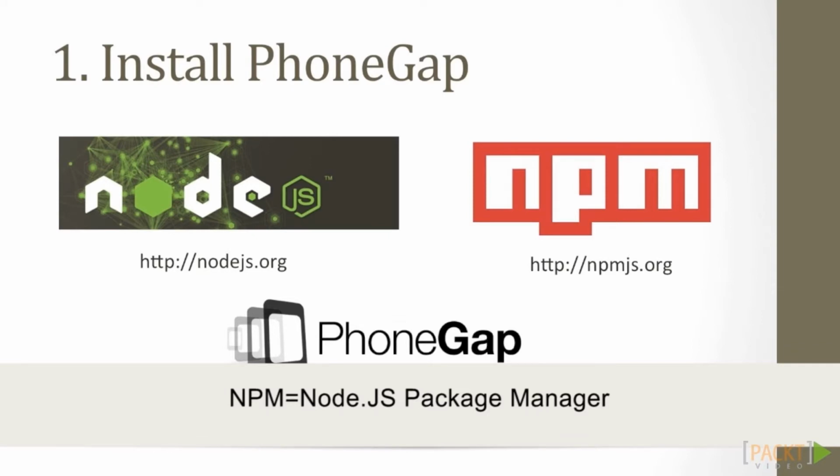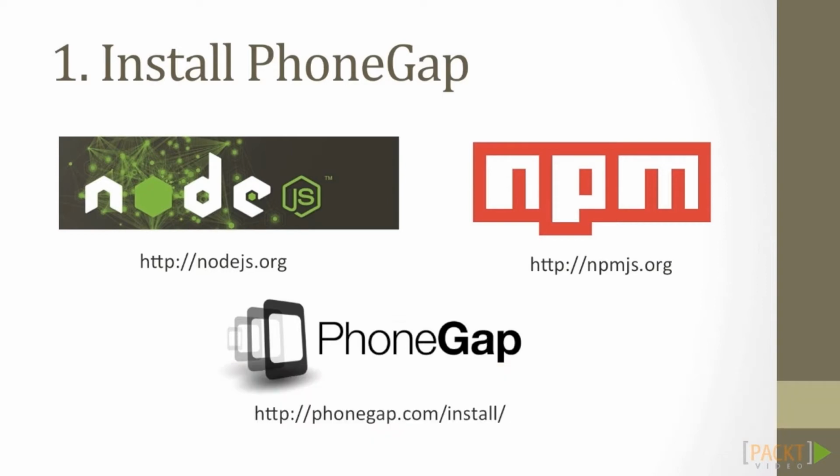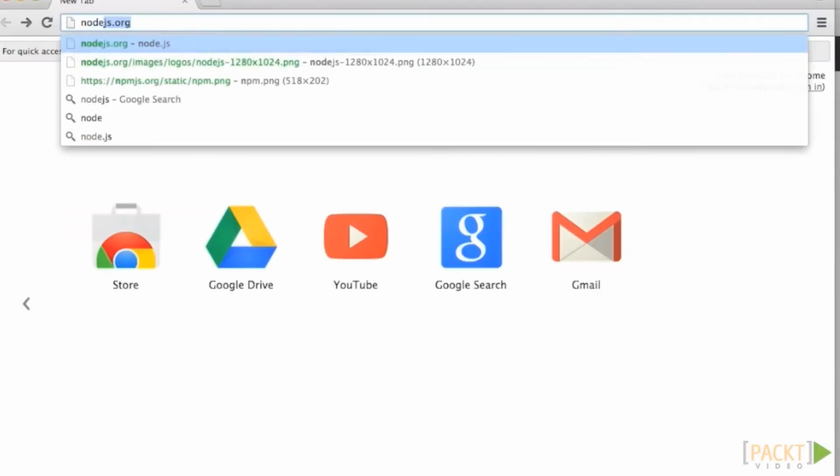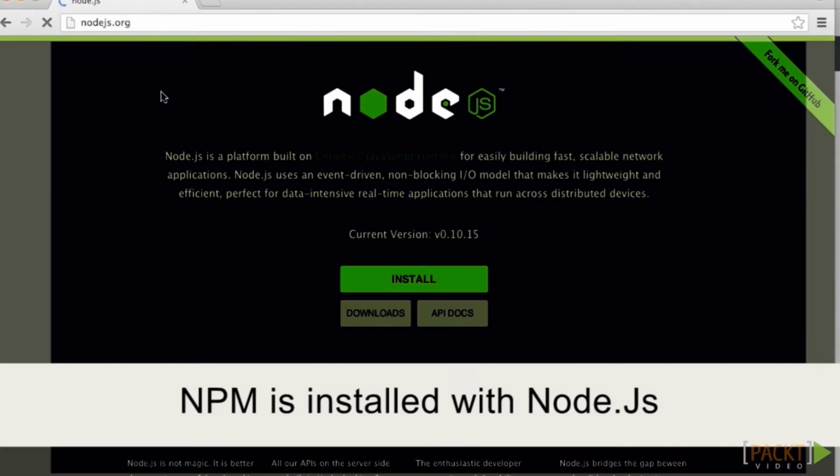This means that we need to install Node.js and npm first. We will introduce Node.js and npm soon in the upcoming videos. For now, we keep it simple. To install Node.js and npm, open your browser, go to nodejs.org, and then click the Install button. The installation procedure is very straightforward and will install both Node.js and npm.